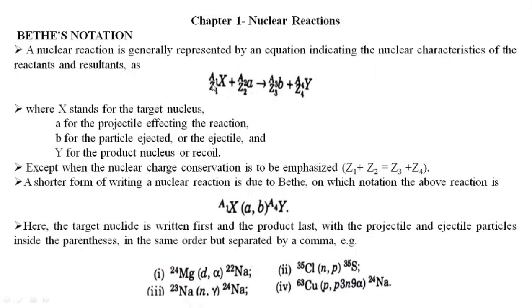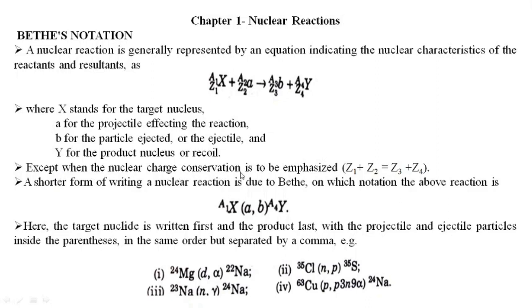resultants. So this is how the nuclear reaction is represented, where X stands for the target nucleus, A stands for the projectile affecting the reaction, B for the particle ejected, also known as the ejectile, and Y is the product nucleus or recoil nucleus. So here in this nuclear reaction, X is the target nuclei, A is the projectile, B is the ejectile, and Y is the product nucleus.